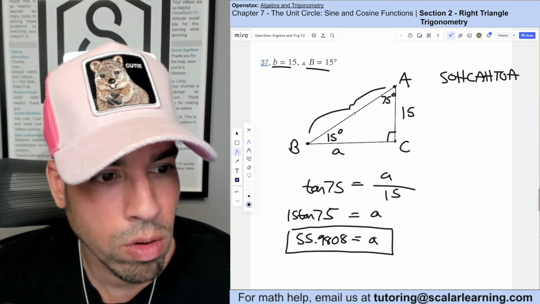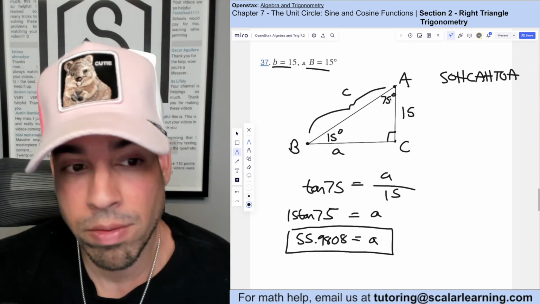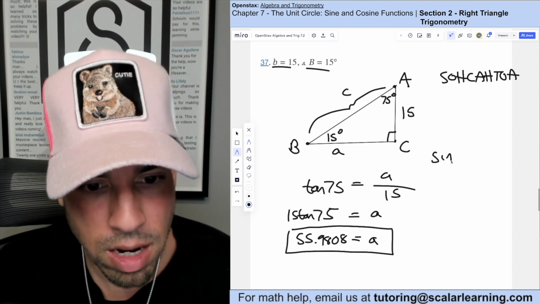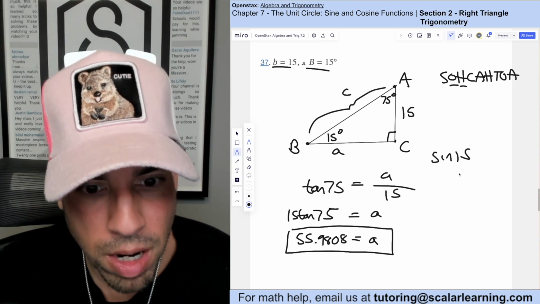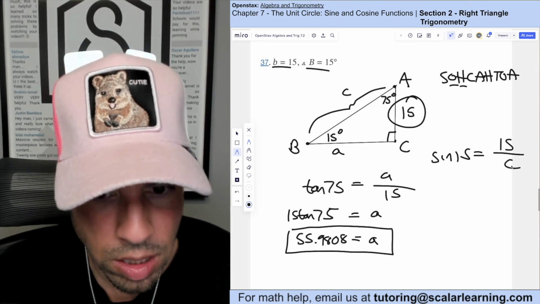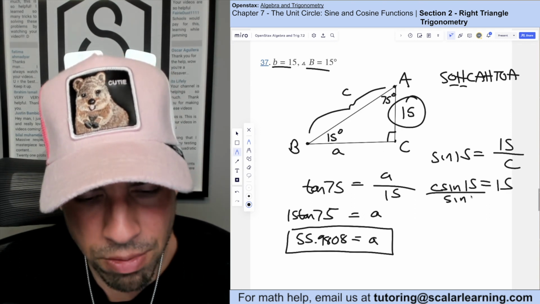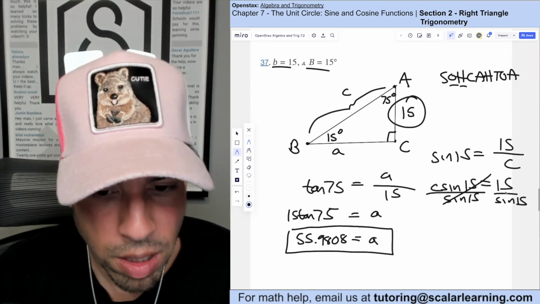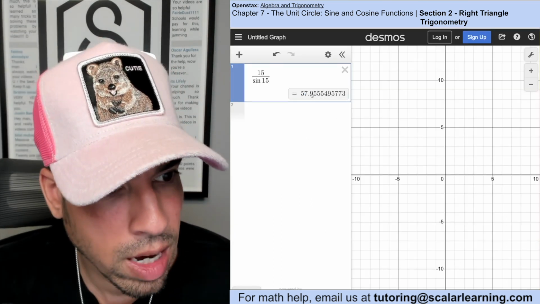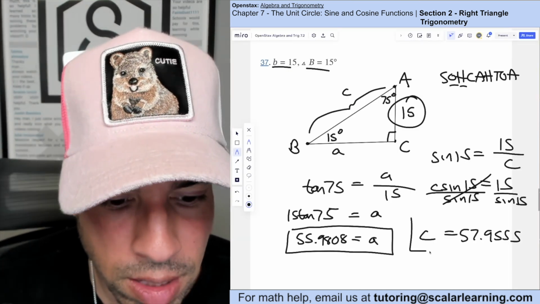Now, when we want to solve for the hypotenuse, which is C, I'm actually going to use 15. Again, I could use 75, but I'm going to use 15, and I'm going to use sine because I can take sine of 15, which is opposite over hypotenuse. So sine of 15 equals opposite, which is 15, over hypotenuse, which is C. Now to solve for C, we have to multiply both sides by C first, and then divide by sine of 15 second. So we're going to plug 15 over sine of 15 into Desmos, and that's 57.9555, and that's your answer.